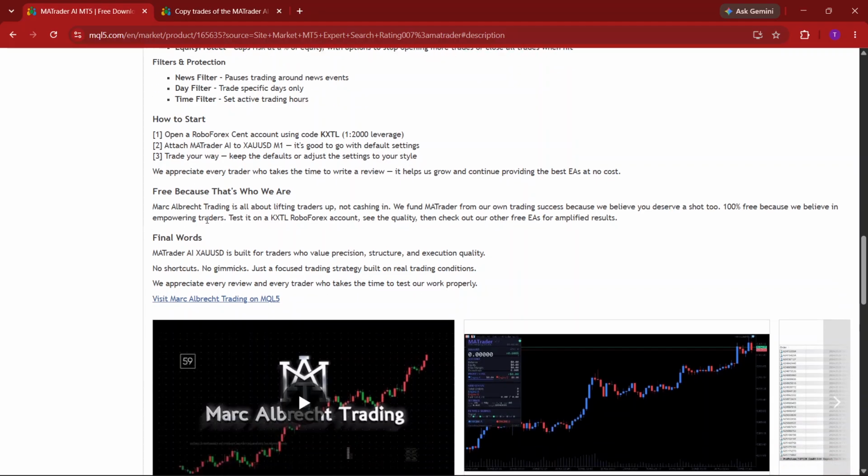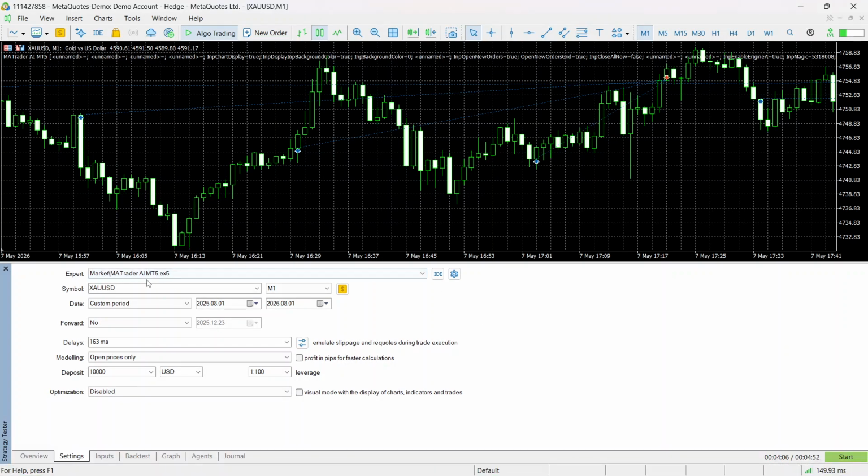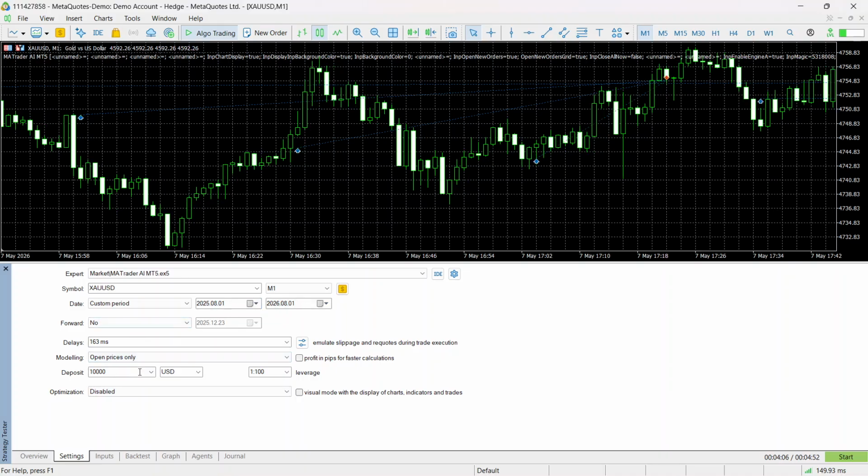Now let's go over to the backtest results. And before you do that, let's see, open a RoboForex Cent account, attach the AI to gold M1, default settings, and let's move forward. Let's go over to my results. So you can see gold USD on the M1 time frame over a period of 1 year from August 2025 to August 2026 with a 10k starting deposit. 1:100 leverage. And let's move over to the historical results.